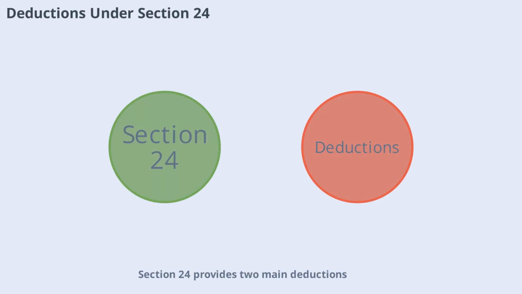Section 24 provides two main deductions from income under the head house property. First is the standard deduction, which is 30% of the net annual value. Second is the deduction for interest paid on borrowed capital used to acquire, construct, repair, renew, or reconstruct the property. These deductions help reduce the taxable income and provide relief to property owners.